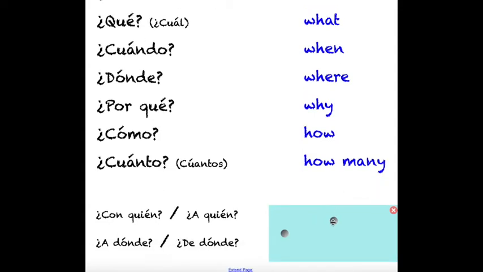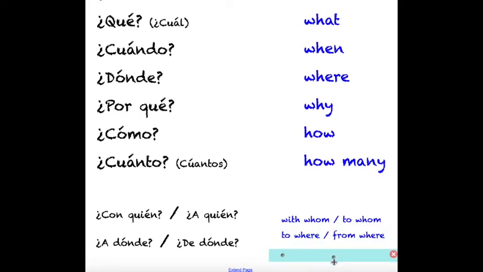Bien. Con quién, with whom, a quién, to whom, a dónde, to where, de dónde, from where. These are just a couple examples of prepositions that can go with these question words. There are many other cases I could cite, but these are a couple of the basic ones.